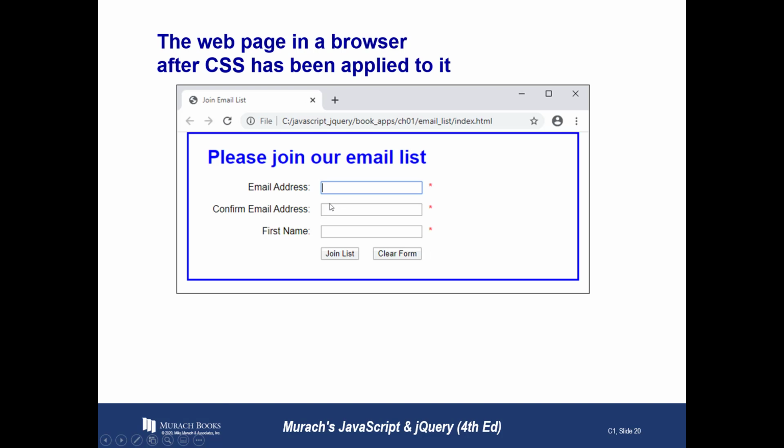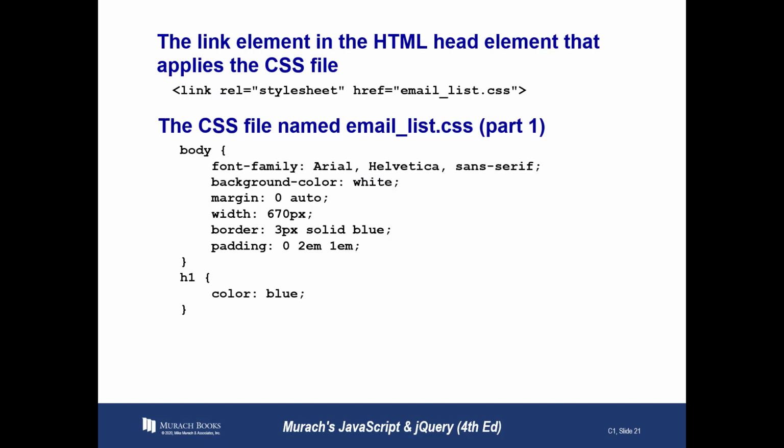So again, here's that same web page they showed earlier with CSS applied to it. Now, you'll notice here we've got 3 asterisks, which typically means these are all required fields. So if you leave one or more of them blank and you click join list, these will change from asterisks to messages. And the way that happens is through JavaScript code.